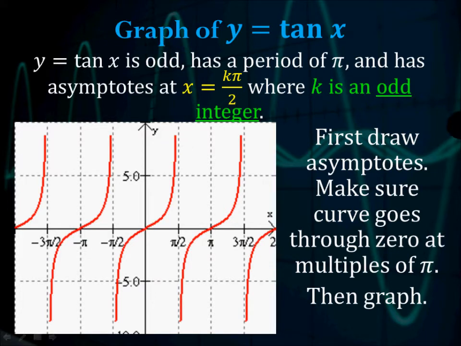So to recap what we just saw on Desmos, the graph of y equals tan x is odd, has a period of pi, and has asymptotes at odd multiples of pi over 2. So x equals k pi over 2, where k is an odd integer. So pi over 2, 3 pi over 2, negative pi over 2, negative 3 pi over 2, and so on. So the way you would want to draw it is first draw the asymptotes, make sure the curve goes through 0 at multiples of pi, and graph it. You can kind of get the shape that looks like this. Now if you want to plot more specific points, you can. I'm not as concerned about that because you have software that can do it, but I want you to be able to recognize the shape and how it looks, so you can recognize tangent when you see it.